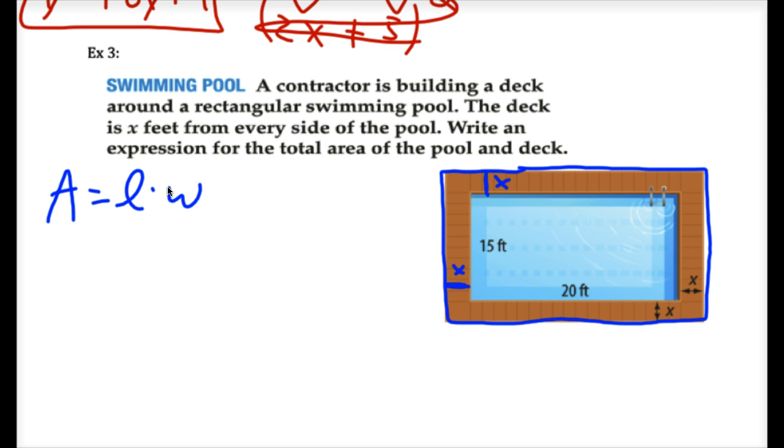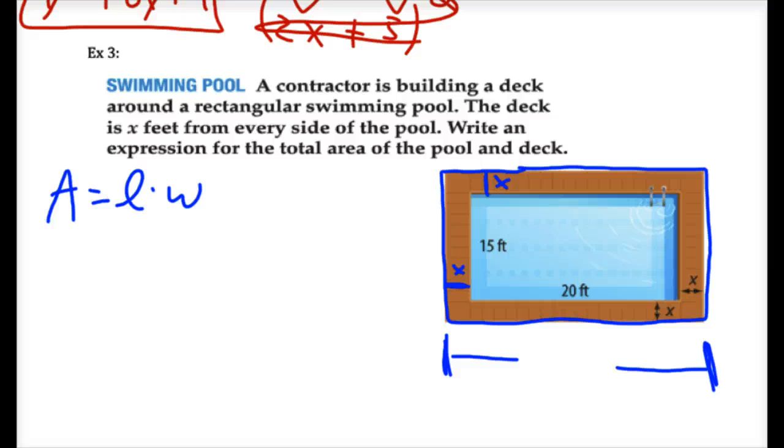That's simple. Now, here's my question. Jot this down. What is the width of the entire pool and deck? 20x? That's a dumb answer. 20 plus x. Now you're thinking. 20 plus 2x, because there's two sides.